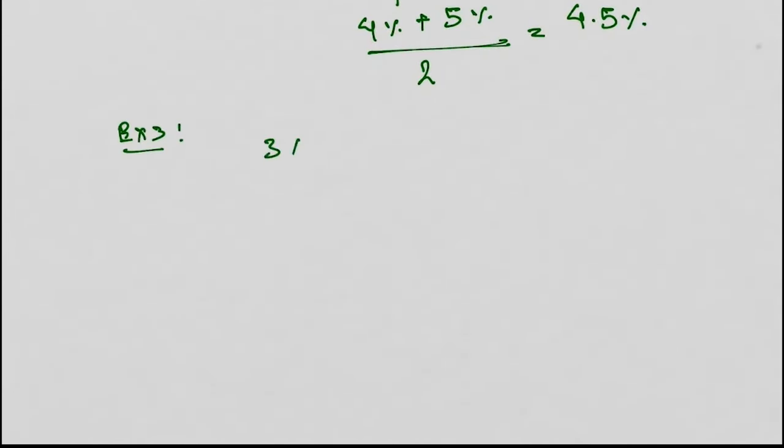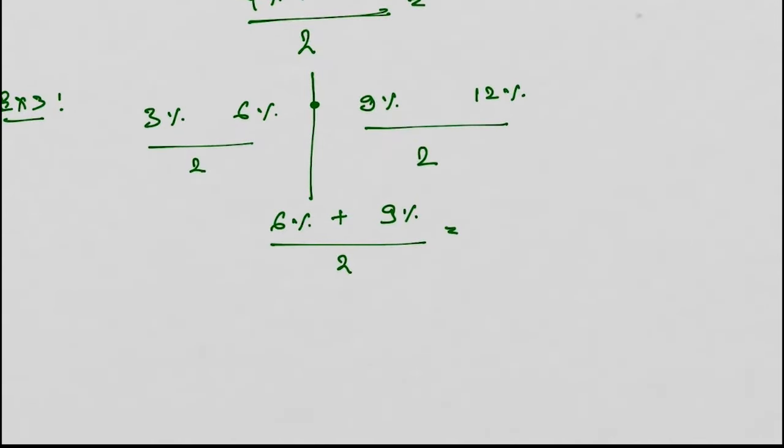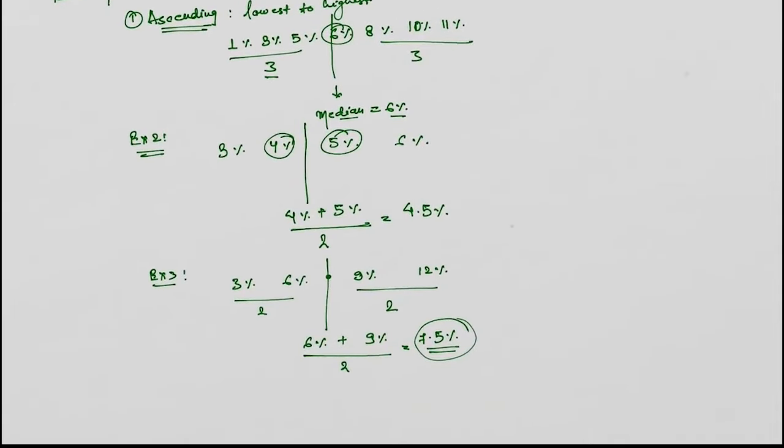Another example, example 3. The data is 3%, 6%, 9%, and 12%. So this is the line which bisects the data into two equal halves. You have two data points on the left, two on the right. However, to find the value, you have to take the average of 6%, which is the next left point to the line, and 9%, which is the next right point to the line, divided by 2. So it will give you the value of 7.5%. So the median is 7.5%. Okay, so for the three different examples, we have medians 6%, 4.5%, and 7.5%.